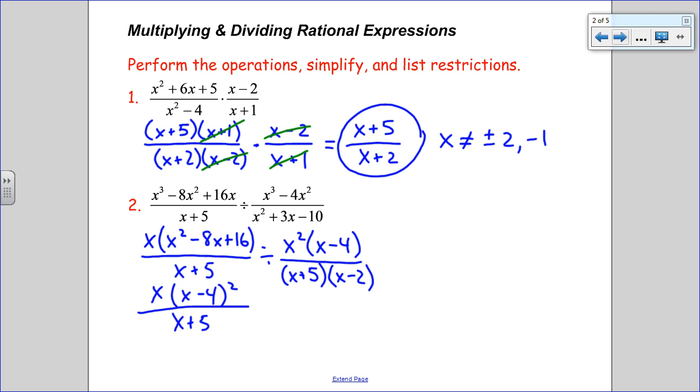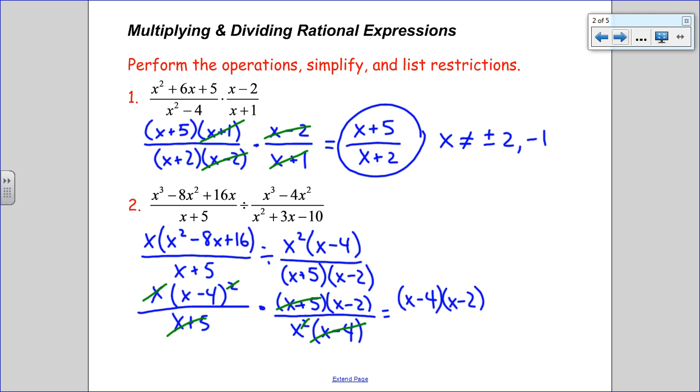Since we're dividing by that expression, we can multiply by its reciprocal. Then we can remove common factors. There's a factor of x in the numerator and two such factors in the denominator. There's two factors of x minus 4 in the numerator and 1 in the denominator. And then there's also a common factor of x plus 5. This leads to our final answer, the quantity x minus 4 times the quantity x minus 2 over x.